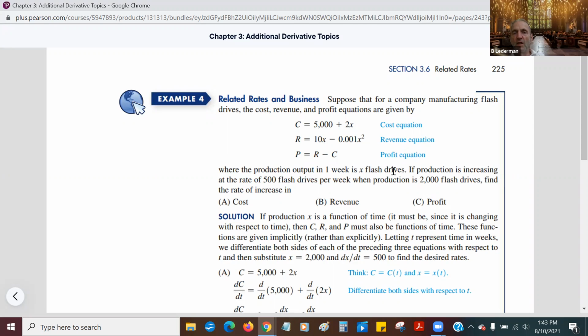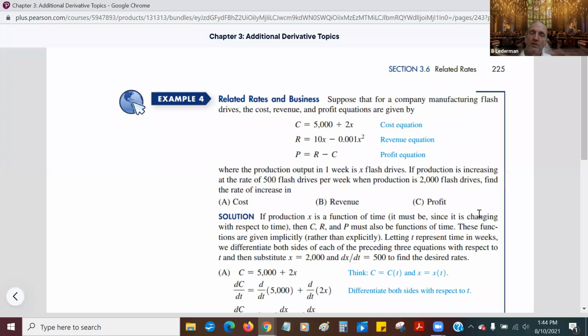If production is increasing at a rate of 500 flash drives per week, that means that the derivative is 500. Not that the value is 500, but the derivative of x is 500. So dx/dt would be 500. Anyway, when production is 2,000 flash drives, that means the x value would be 2,000, and dx/dt would be 500.